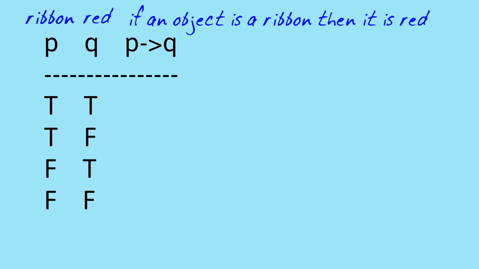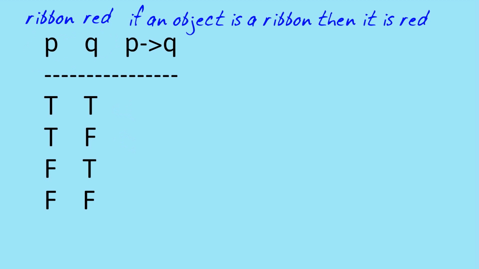Now, sometimes it helps to try to use a real life sort of example to help you understand, particularly in the early stages when you're new to these sort of problems. So let's imagine that P is the statement that the object is a ribbon, and Q is the statement that the object is red. And we're examining P implies Q, which is the statement that a ribbon implies red, or if you like, if an object is a ribbon, then it is red.